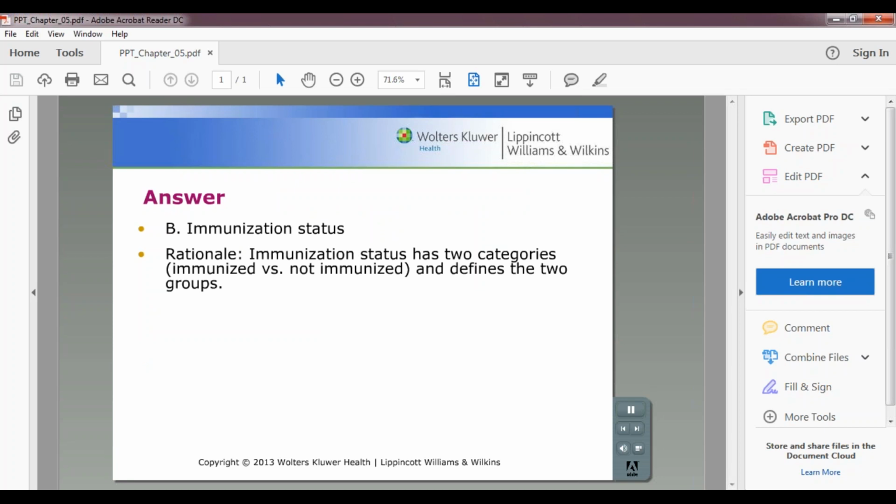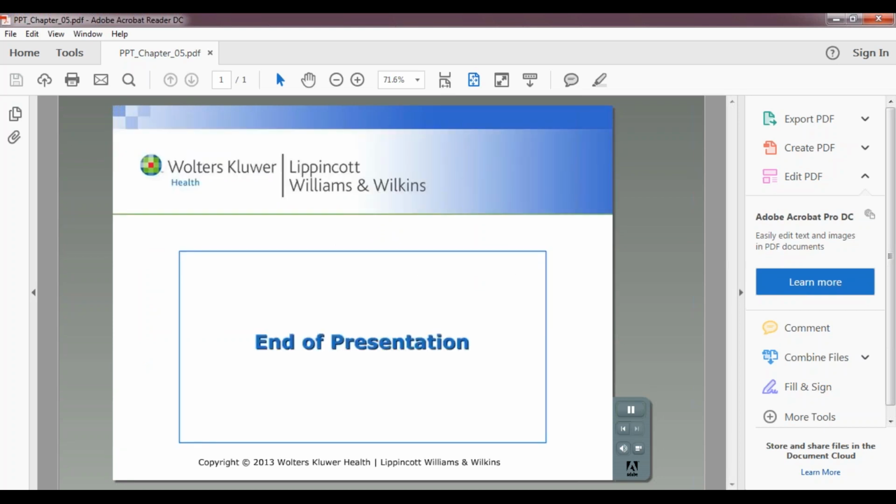So there we have it, our two categories. Immunized versus those who are not immunized. And that wraps up the end of this presentation for Chapter 5.